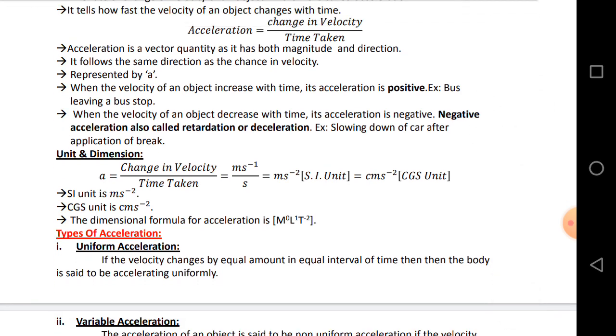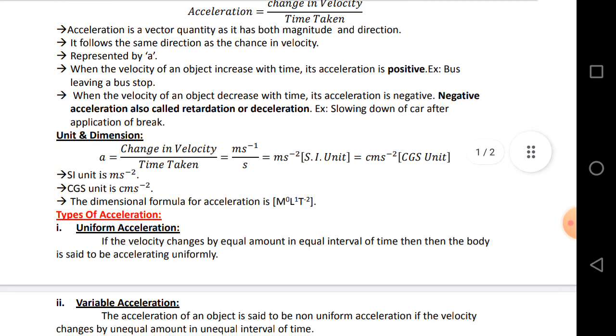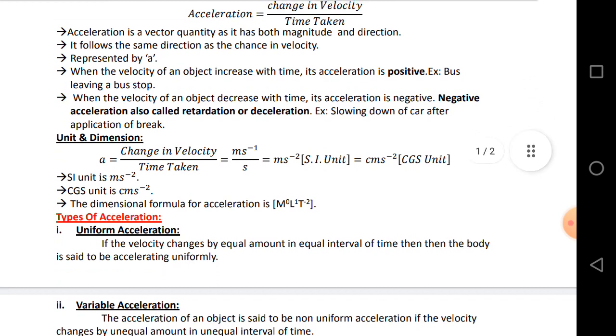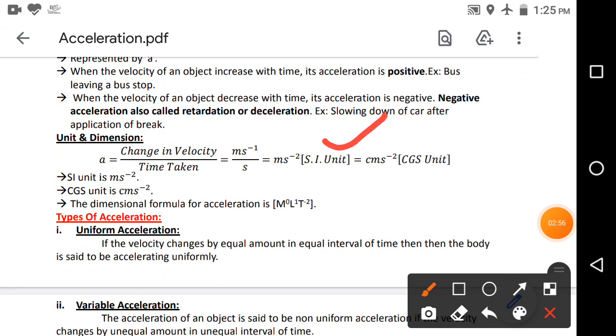Then unit and dimension. Acceleration is represented by a equal to change in velocity by time taken. Velocity has the unit meter per second and time has the unit second. So we will get the SI unit of acceleration as meter per second square and the CGS unit of acceleration as centimeter per second square. So we have the dimension formula of M^0 L^1 T^-2. Then types of acceleration.